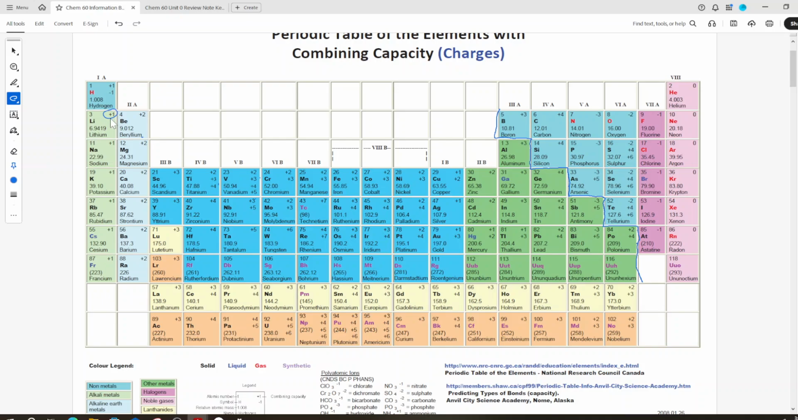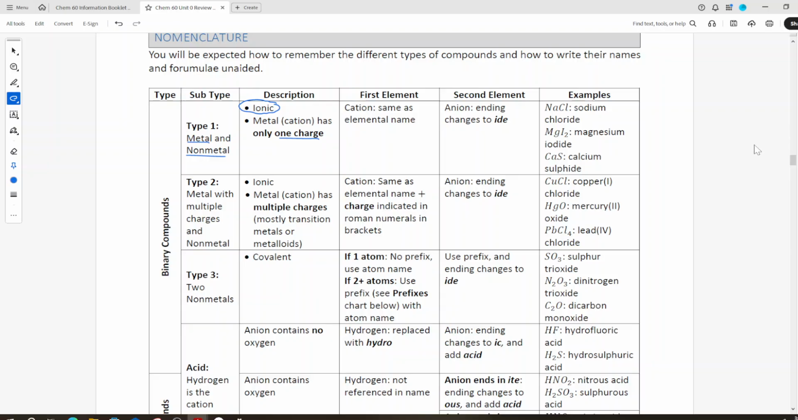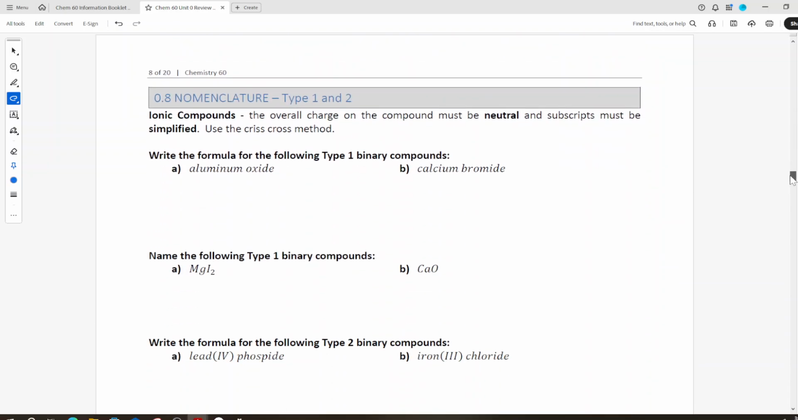So lithium has a +1, beryllium +2, scandium +3. All of these are type 1s because there's only one number in the top right hand corner, versus something like titanium, which has 3 different potential cation charges. So titanium could be +2, +3, or +4, depending. So what we're going to do is practice naming some type 1s and writing their formulas.